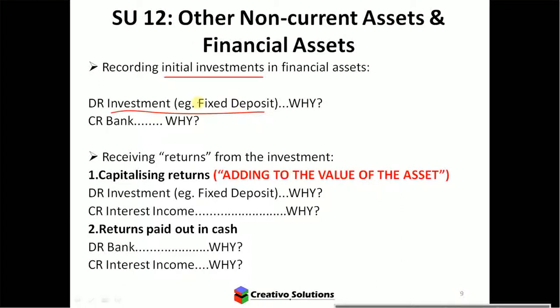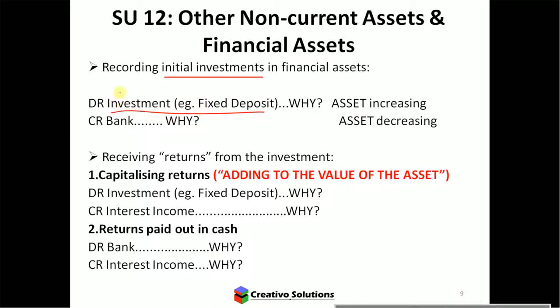So if I've got an investment that's a fixed deposit, it's fixed for that period. You can't access it, but it's a resource. So why do I debit it? Because it's an asset. Why do I credit the bank? I had to take cash to invest in the fixed deposit. So asset increase, asset decrease.